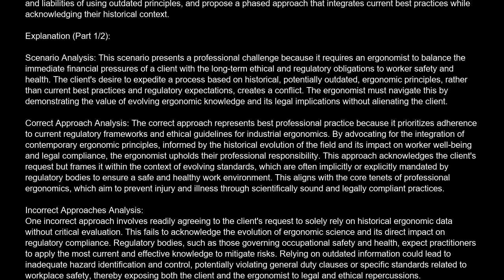One incorrect approach involves readily agreeing to the client's request to solely rely on historical ergonomic data without critical evaluation. This fails to acknowledge the evolution of ergonomic science and its direct impact on regulatory compliance. Regulatory bodies, such as those governing occupational safety and health, expect practitioners to apply the most current and effective knowledge to mitigate risks. Relying on outdated information could lead to inadequate hazard identification and control, potentially violating general duty clauses or specific standards related to workplace safety, thereby exposing both the client and the ergonomist to legal and ethical repercussions.